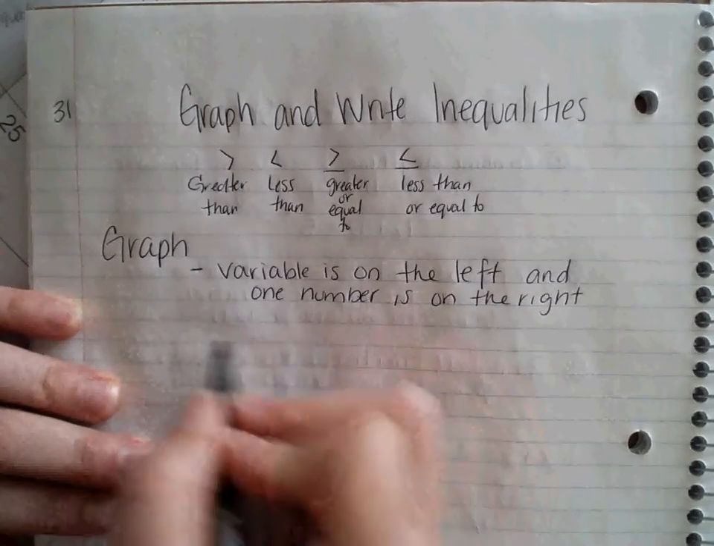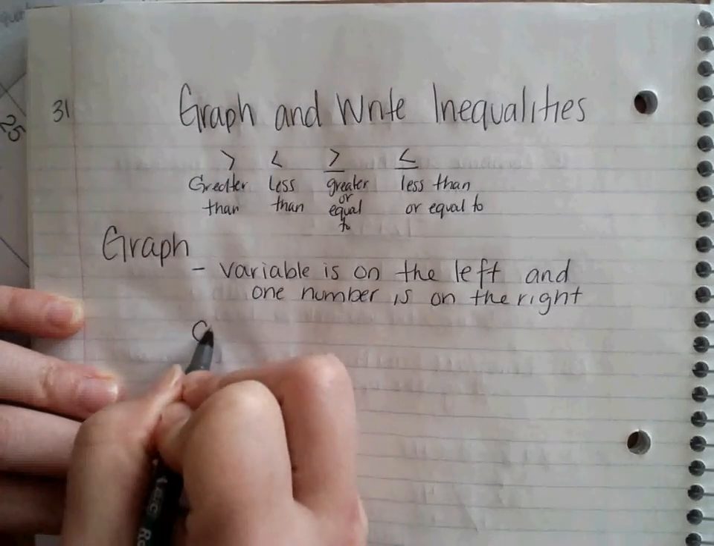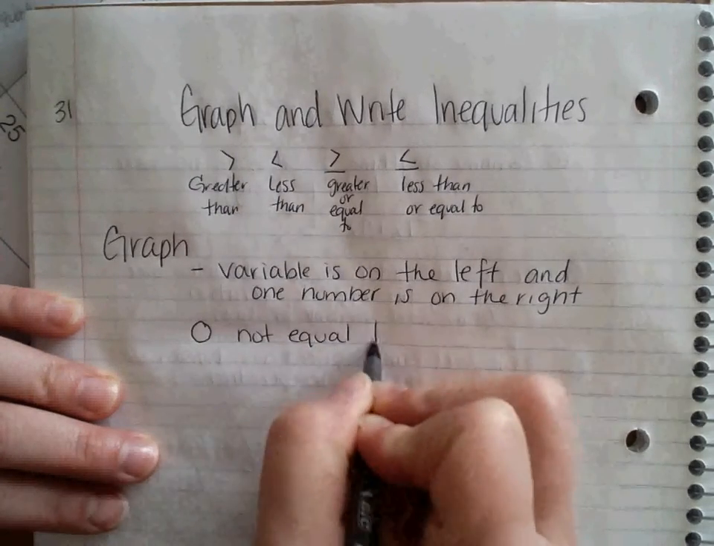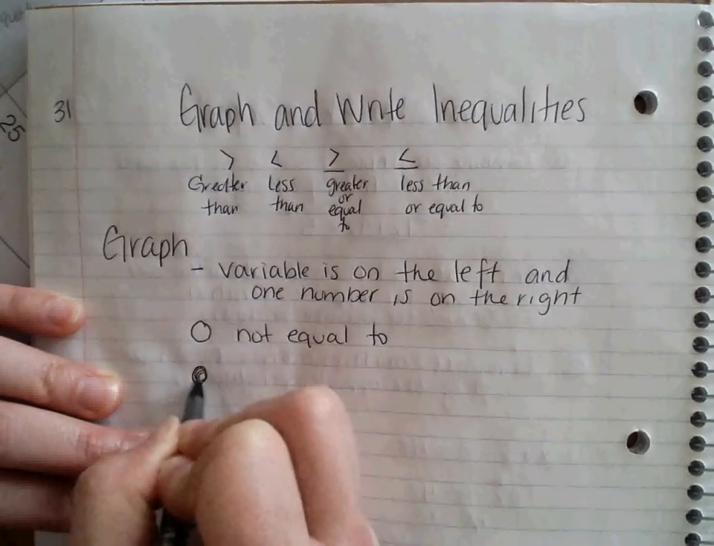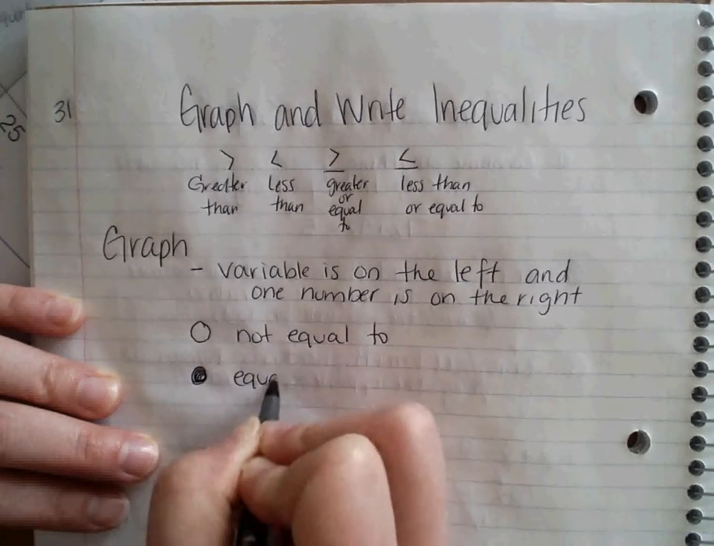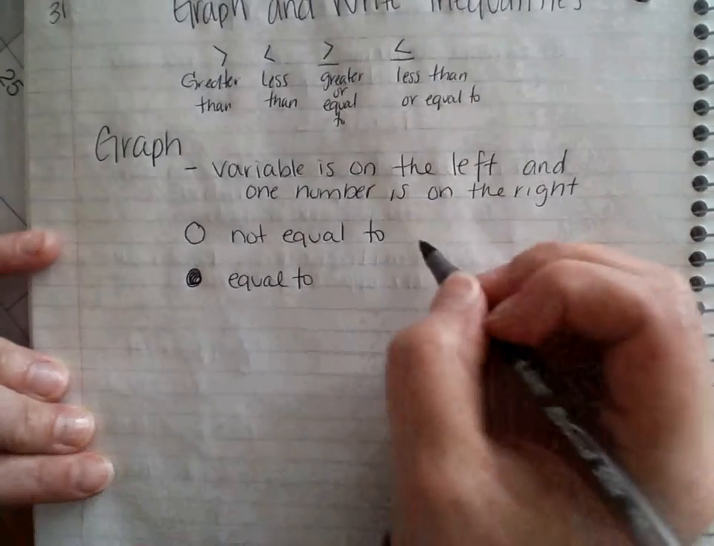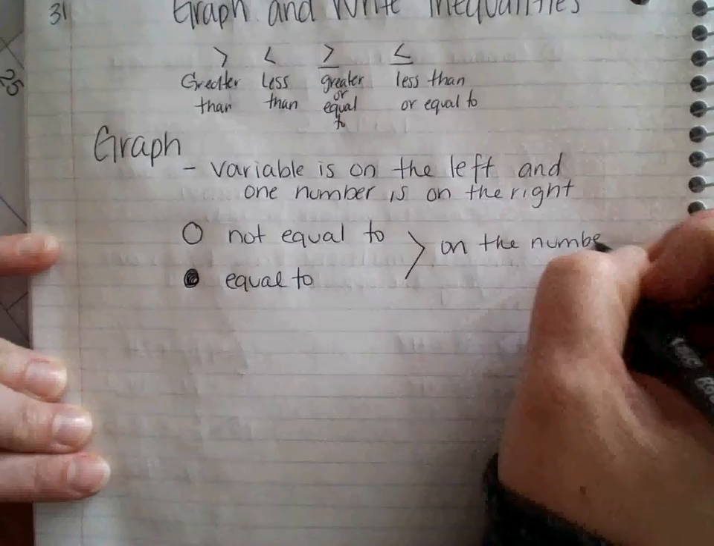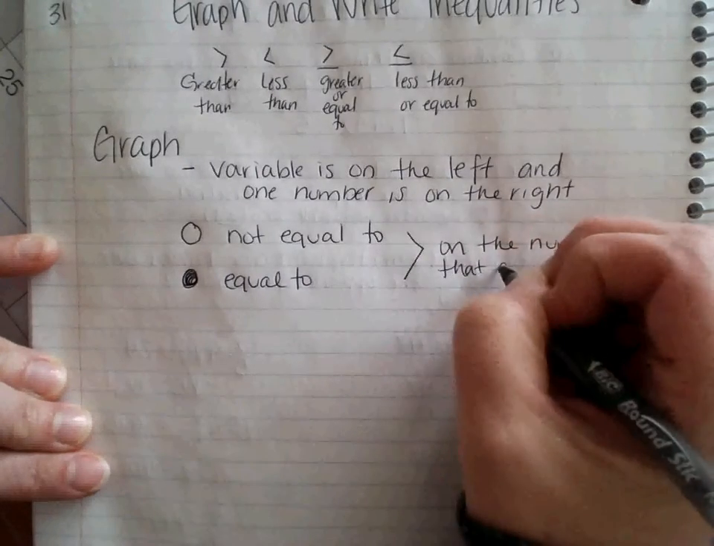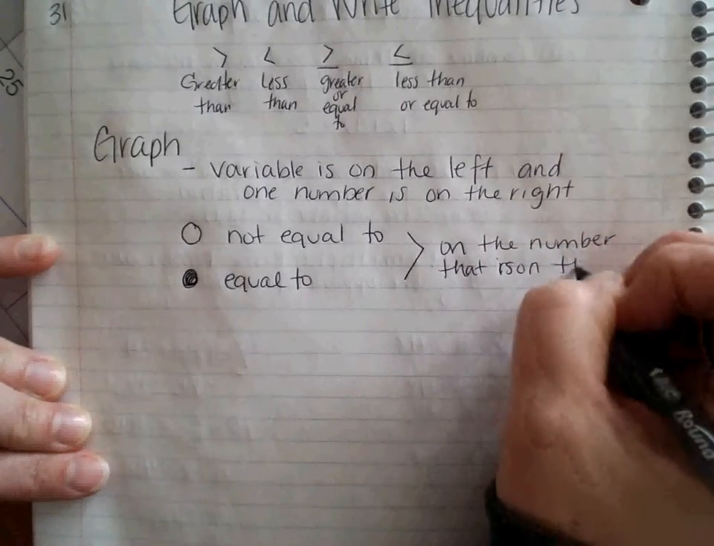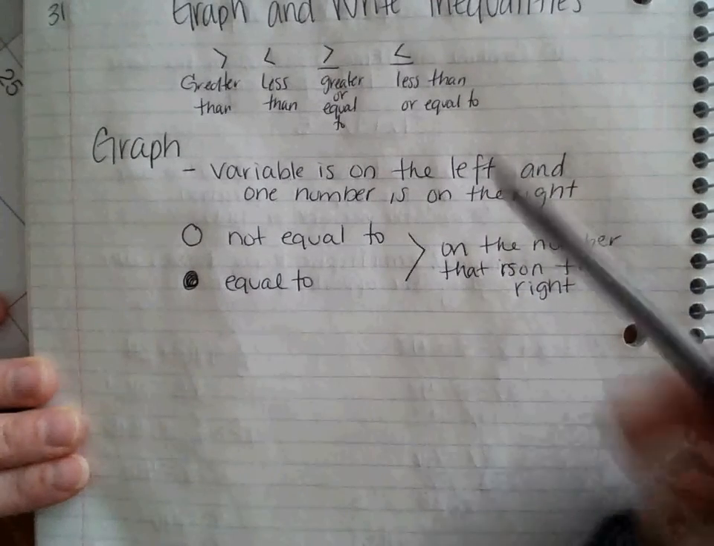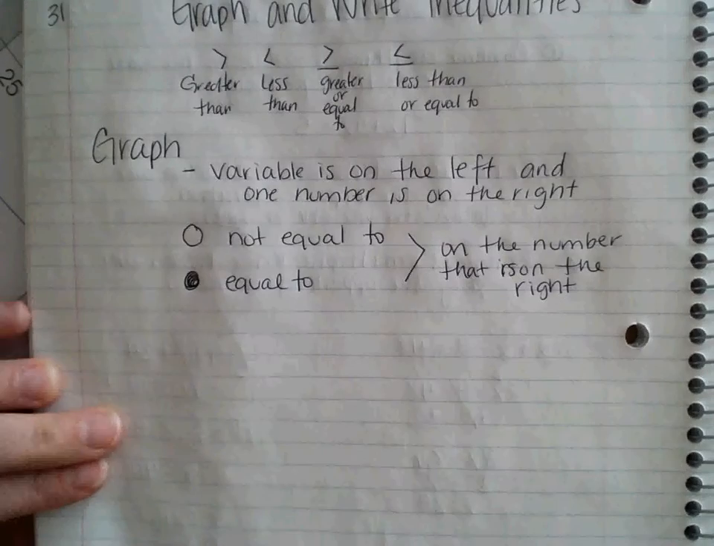So when we're graphing, we have an open circle, which is not equal to, and we have a closed-in circle, which means equal to. We put our circles on the number that is on the right. So that number on the right is what we're putting our circle on top of.